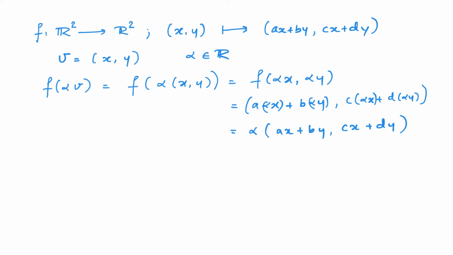But notice that ax plus by comma cx plus dy is equal to f of x comma y, and x comma y is the vector v. So f of x comma y can be rewritten as f of v. And thus we have completed the proof that f of alpha v is equal to alpha times f of v. Thus we have proved that the function that we were interested in satisfies both the conditions for being a linear function.